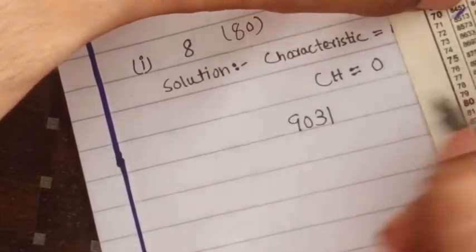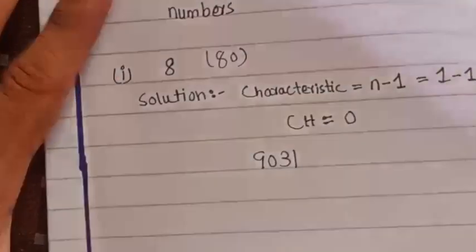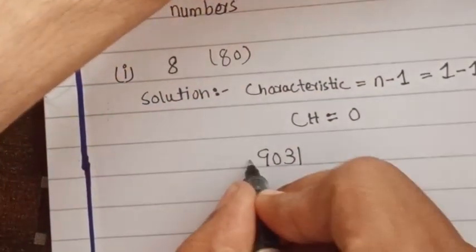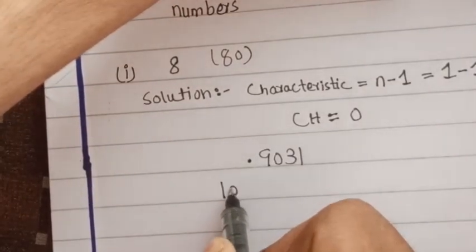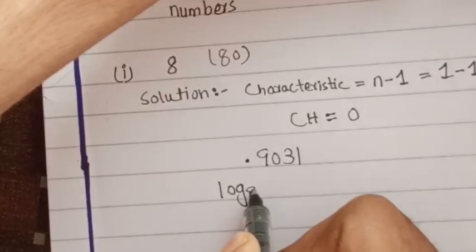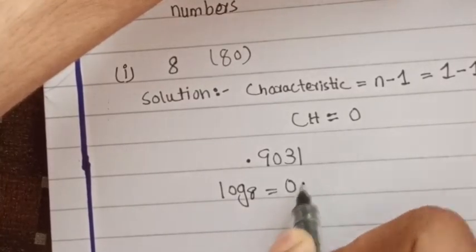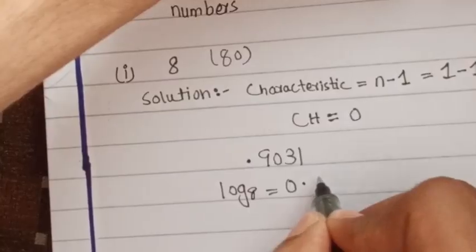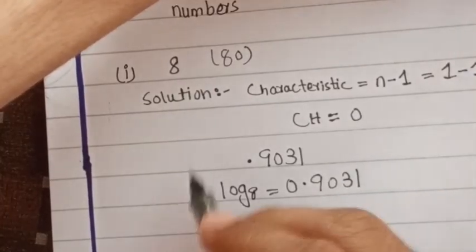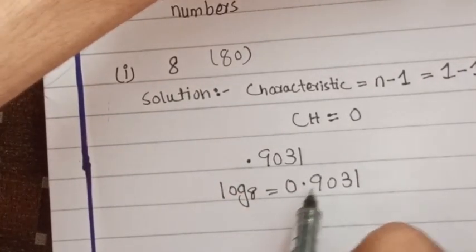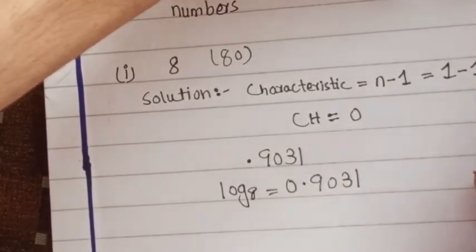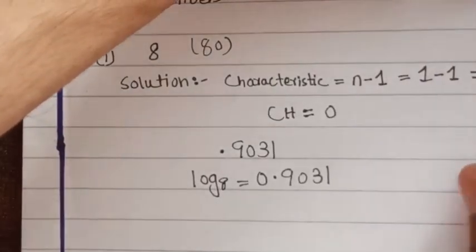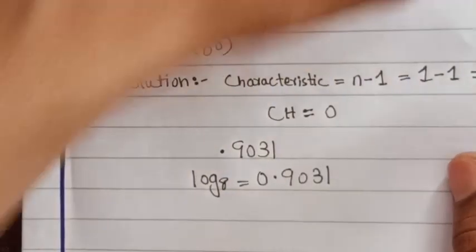As you know, the mantissa is the decimal or fractional part, so we will put a decimal here. So my logarithm will be log 8 is equal to 0, which is my characteristic, then .9031, okay? Log 8 is equal to 0.9031. If you find it in the calculator, the answer will remain the same, and if you use the logarithmic table, the answer is also the same.